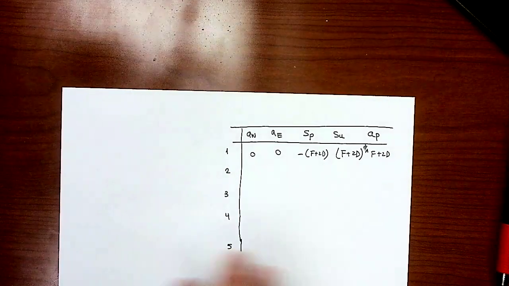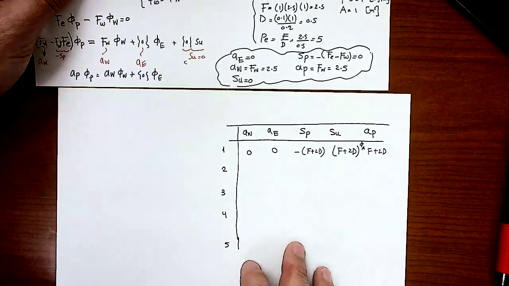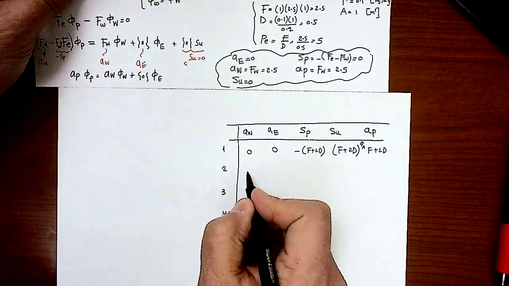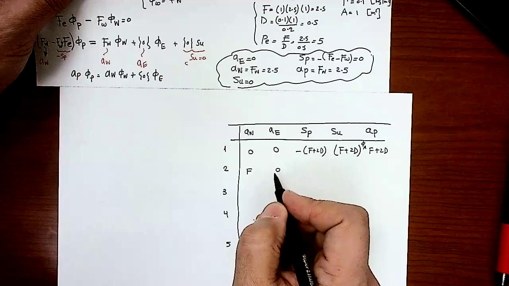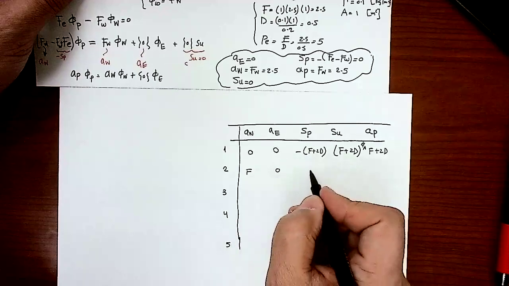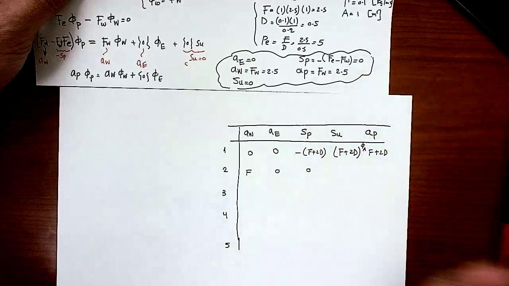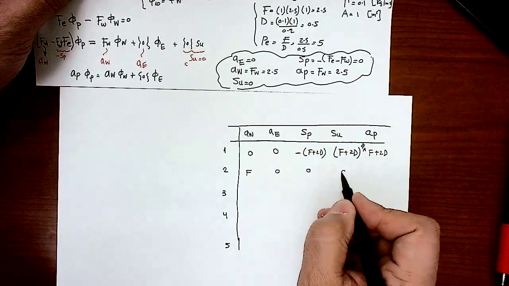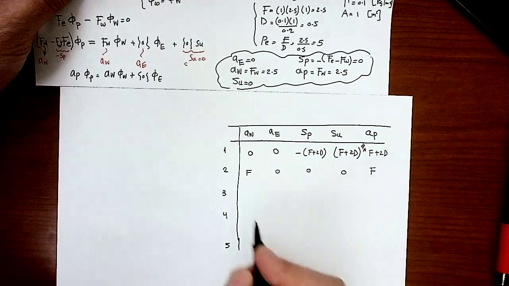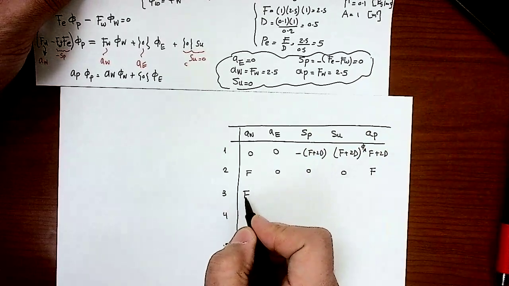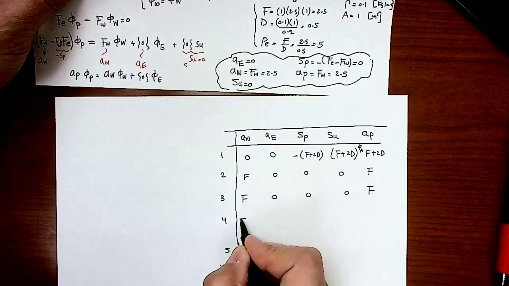Let's go for the interior nodes. These are the coefficients. So I got A West is F. I got A East is 0. I got SP is 0. You want to write it down, F East minus F West, or F minus F is going to be 0. SU is already 0, and AP is F. Now I will repeat that for node 3 and node 4.